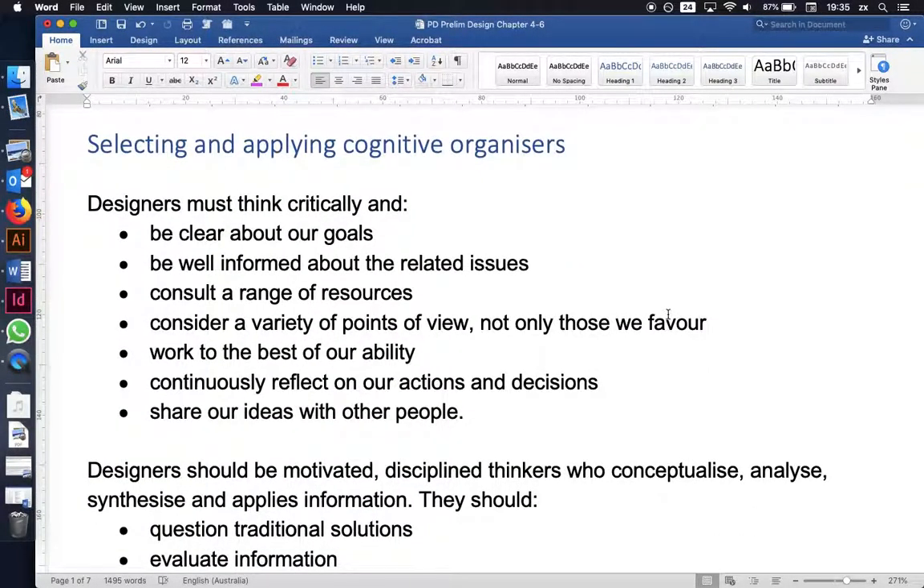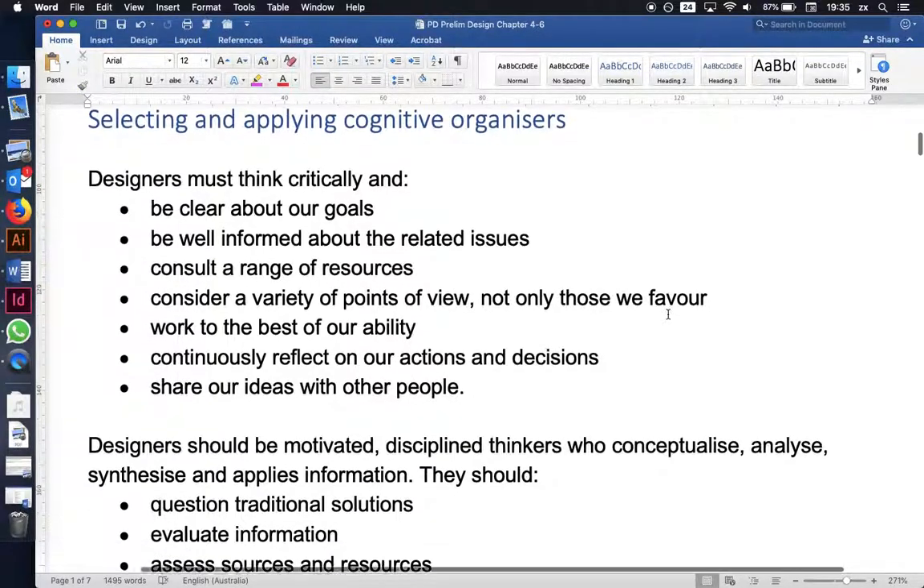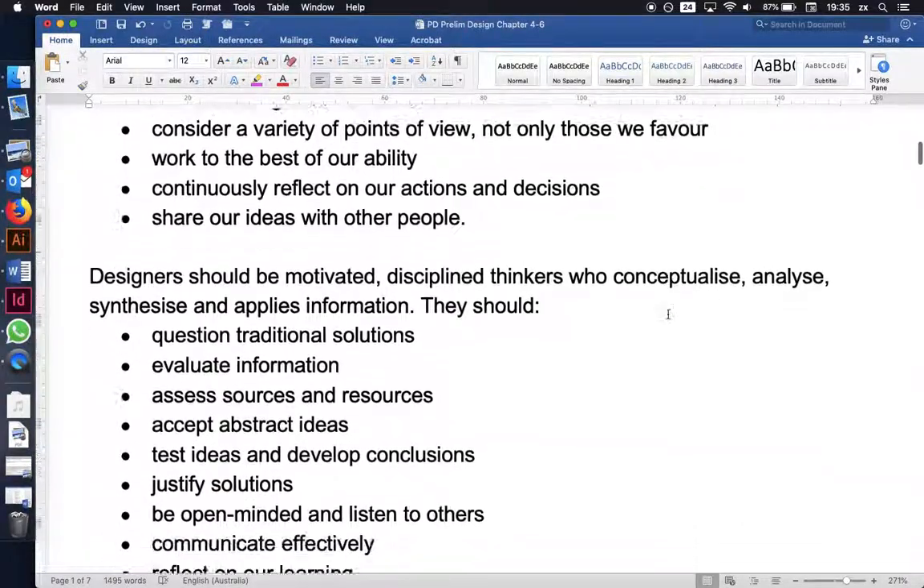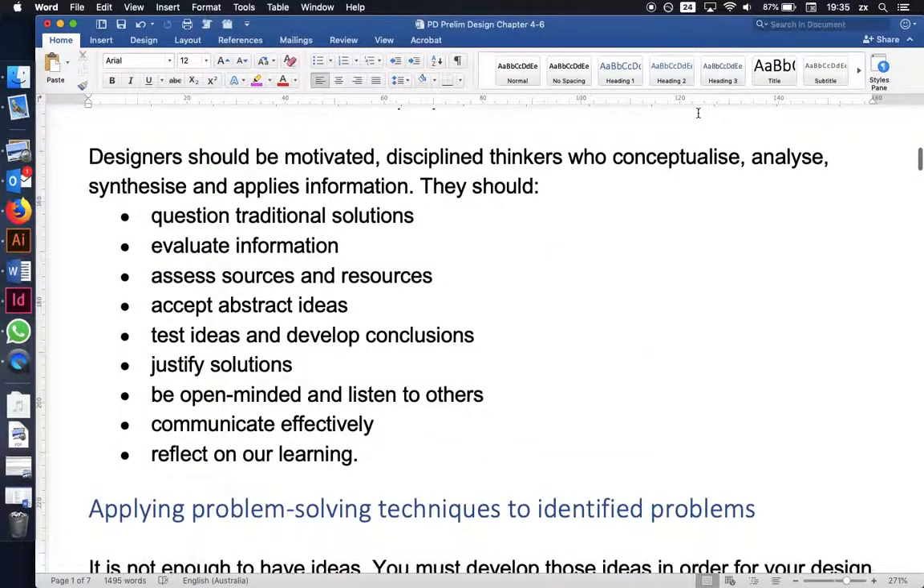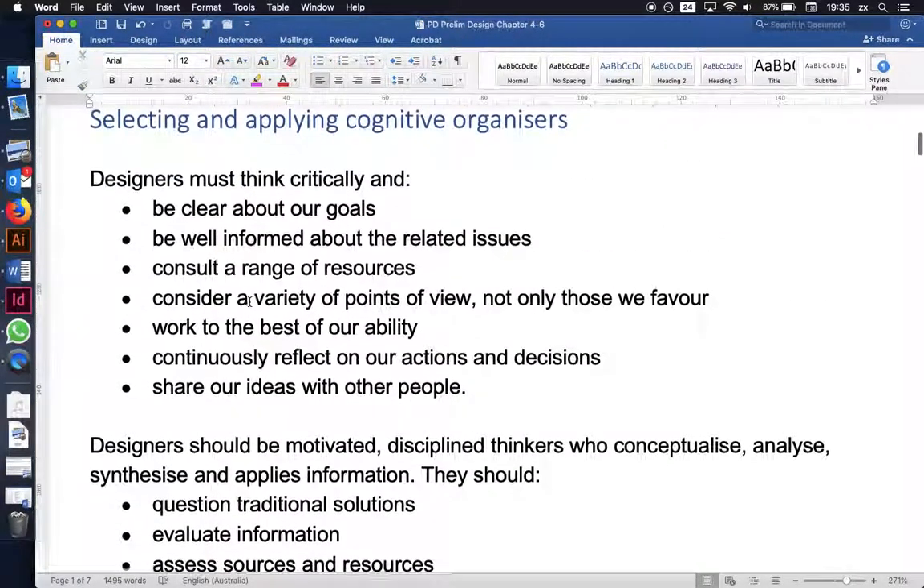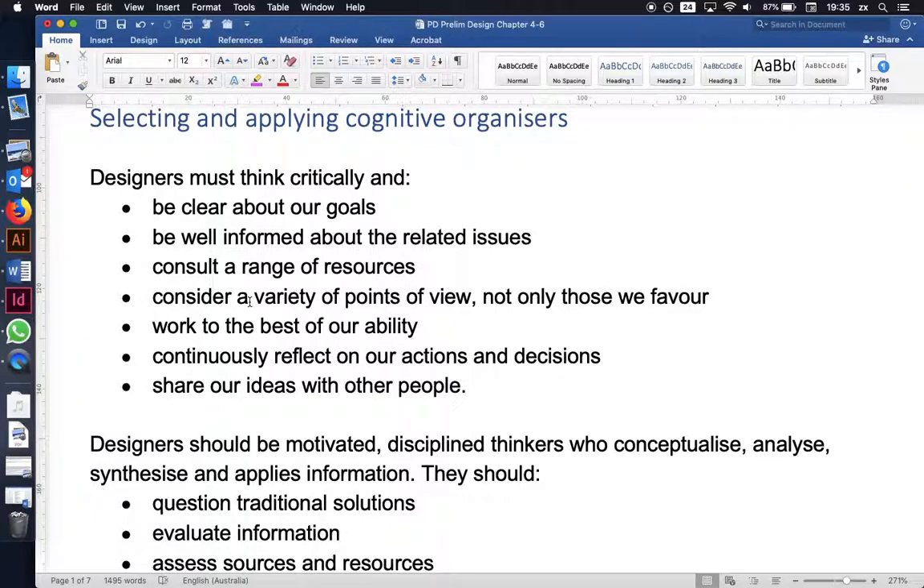Selecting and applying cognitive organizers, in the chapter, it talks about things that define a good designer and activities that designers should do. So good designers must be able to think critically. Thinking critically is the reason why I think this is actually the most important HSC subject. Despite the fact that I come from an engineering background and really enjoy teaching engineering studies, I think this subject teaches the skills that are the most relevant and the most useful for most people.